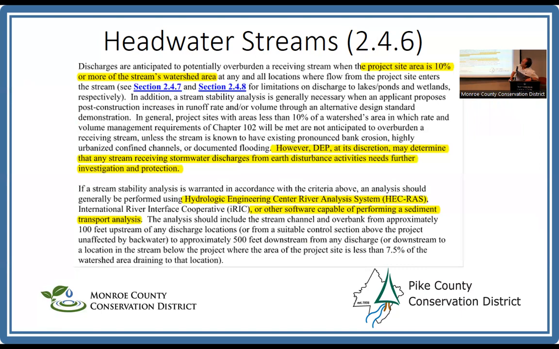So again, for headwater streams, we talk about when the project site is 10% or more of the stream watershed area. Stream stability analysis is generally necessary through an alternative design standard demonstration. Sites with less than 10%, in which rate and volume requirements will be met, are not anticipated to overburden the stream unless the stream is known to have existing pronounced bank erosion, highly urbanized channels, or flooding. However, DEP at its discretion may determine that any stream receiving discharge from earth disturbance needs further investigation and protection.